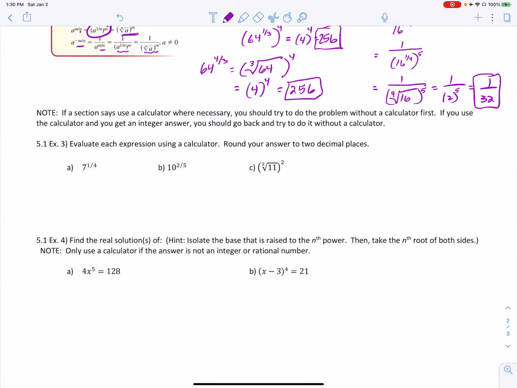Now, if the section says use a calculator where necessary, you should try to do the problem without first. If you use a calculator and you have an integer answer, you should go back and do it without a calculator. So in this one, we have 7 to the 1/4. And so I'm thinking, okay, that's the 4th root of 7. That's not anything to the 4th. 1 to the 4th is 1. 2 to the 4th is 16. So it's got to be somewhere in between 1 and 2.